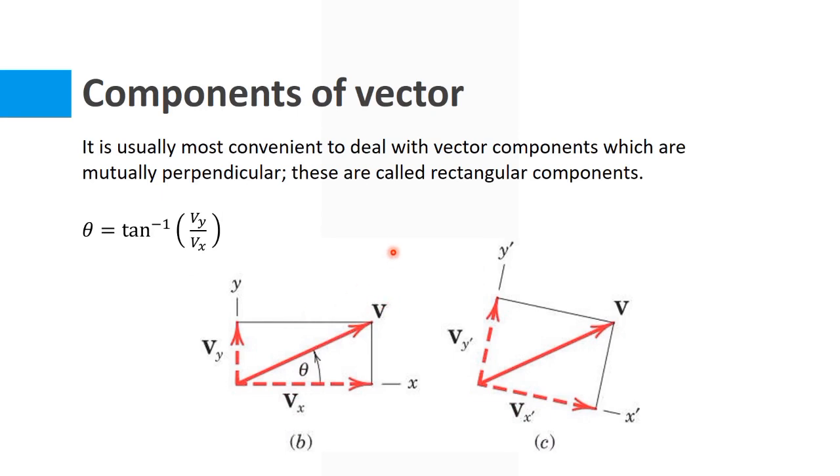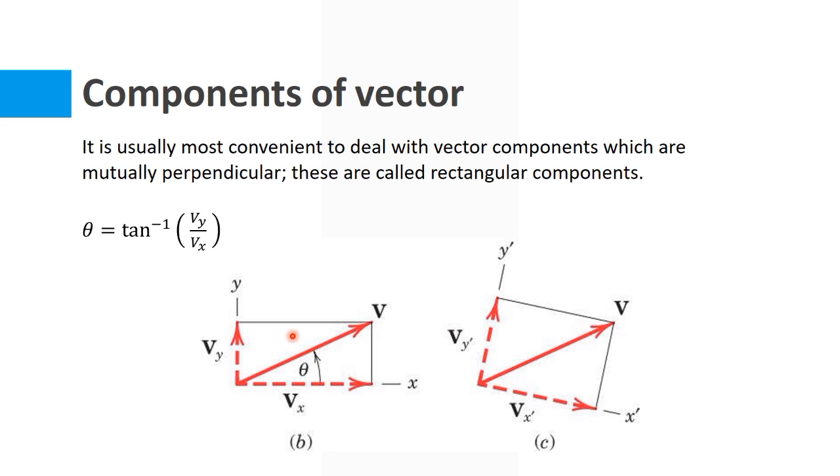Similarly, there can be rectangular components, which are components that are mutually perpendicular to each other. It is usually the most convenient way to deal with vectors using components that are mutually perpendicular. These are called rectangular components. So let's say this is a vector v, and these are the components of this vector v, which are vy and vx, and these components are mutually perpendicular to each other.